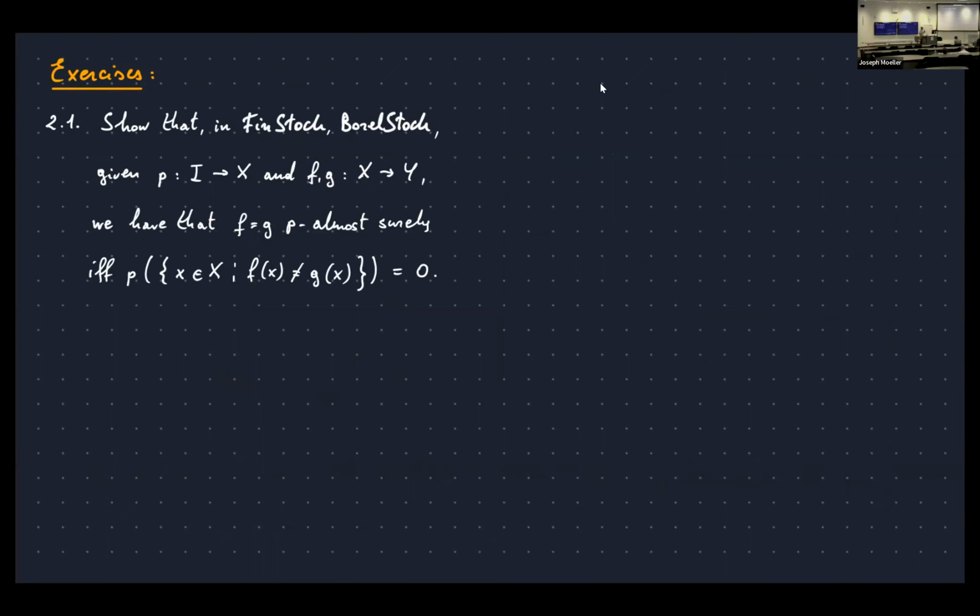First one is to show that in Finstock and Borel-Stock, the P almost sure equality in the categorical sense is exactly the same thing as differing only up to a measure zero set that you do in probability. For Finstock, it doesn't require knowledge of measure theory. You can try yourself. For Borel-Stock, there is a little bit of measure theory that you have to use. So, if you don't know measure theory, well, do it for Finstock. It's still enlightening if you figure that out.